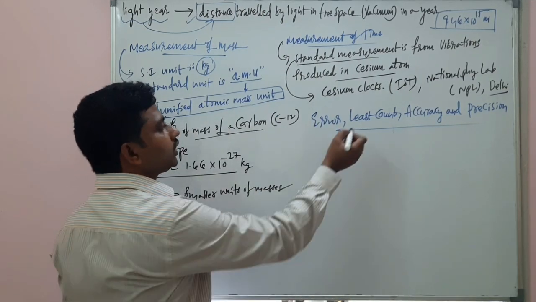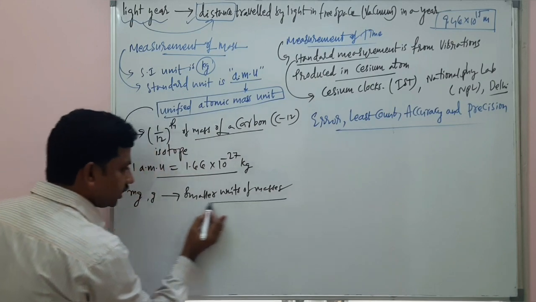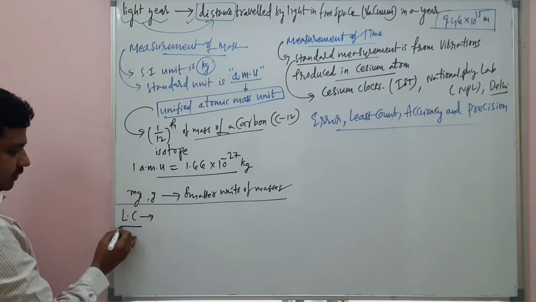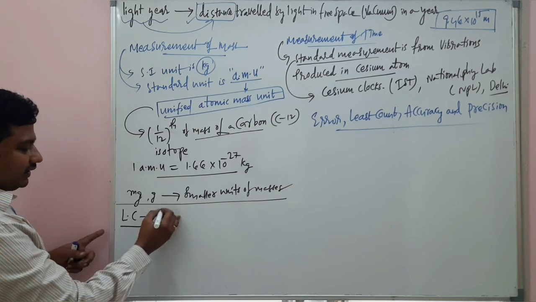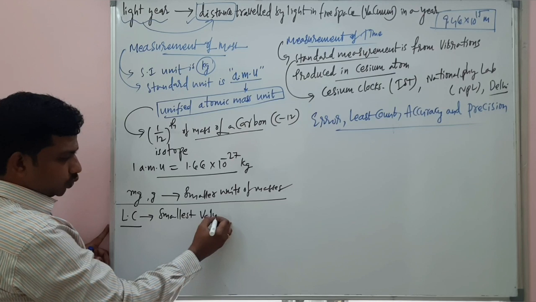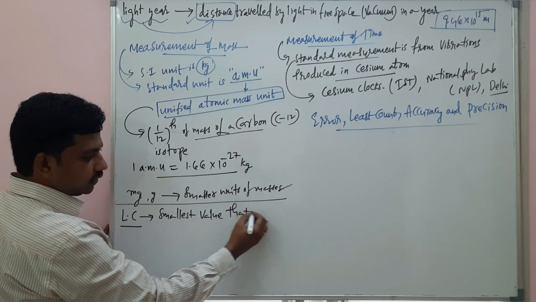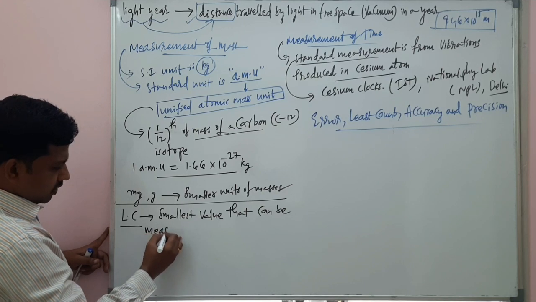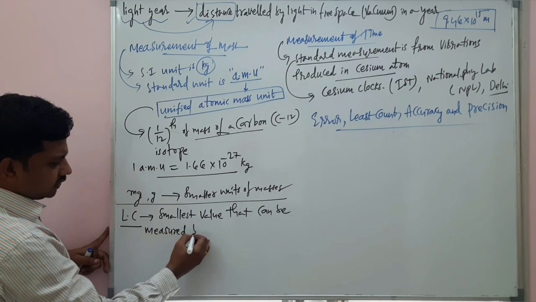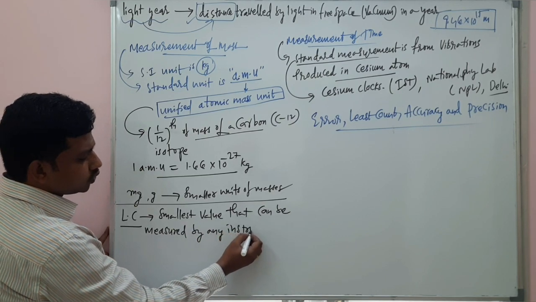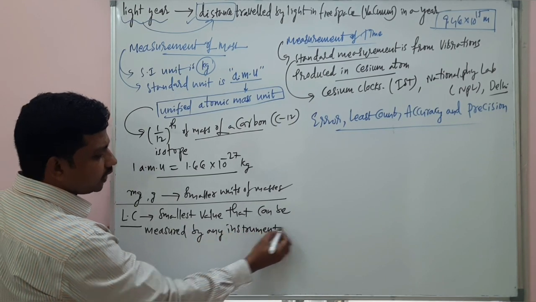Let's see what the least count is. So here, let me write. Least count. You know what is meant by the least count? It is the smallest value that can be measured, the smallest value that can be measured by any instrument. So that is called its least count.